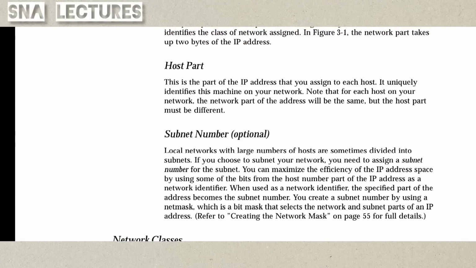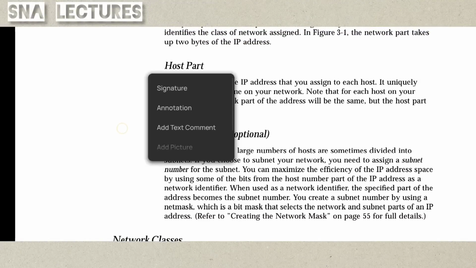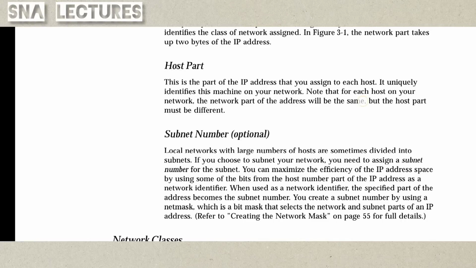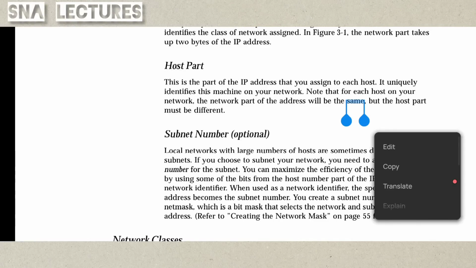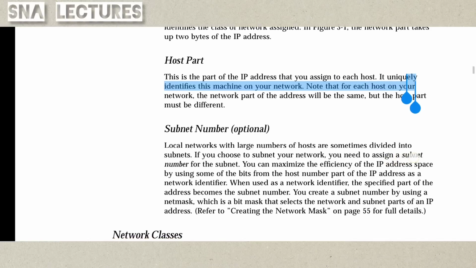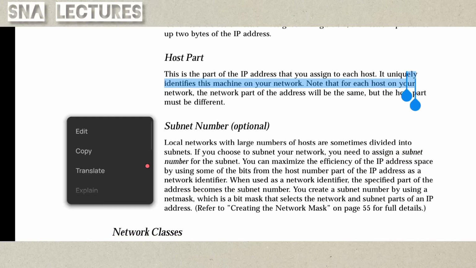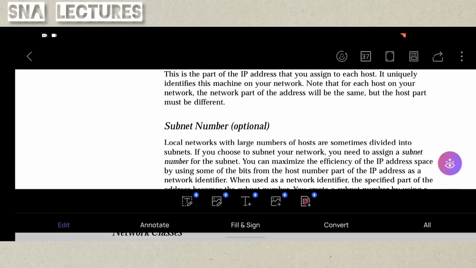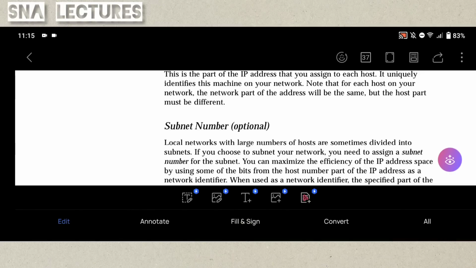Next, we have the subnet numbers. Locally, networks with a large number of hosts are sometimes divided into subnets. If you choose to subnet your network, you need to assign a subnet number, so you can maximize the efficiency of the IP address space by using some of the bits from the host part of the IP address as the network identifier.